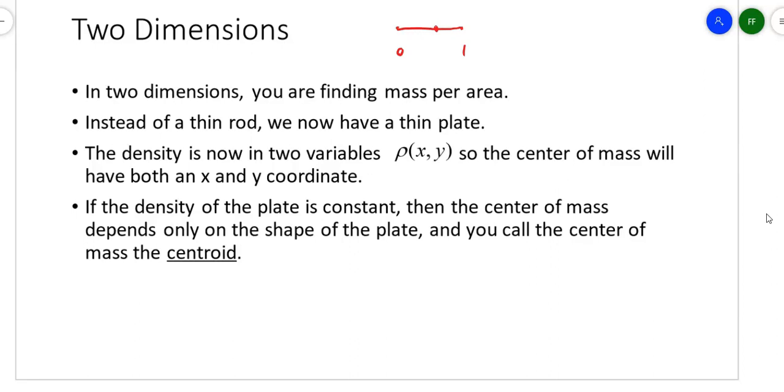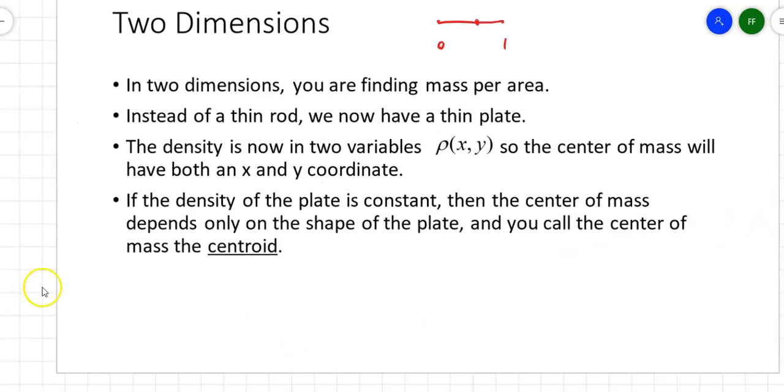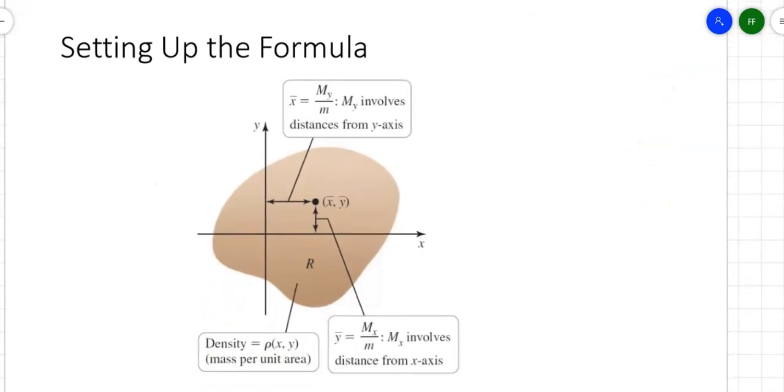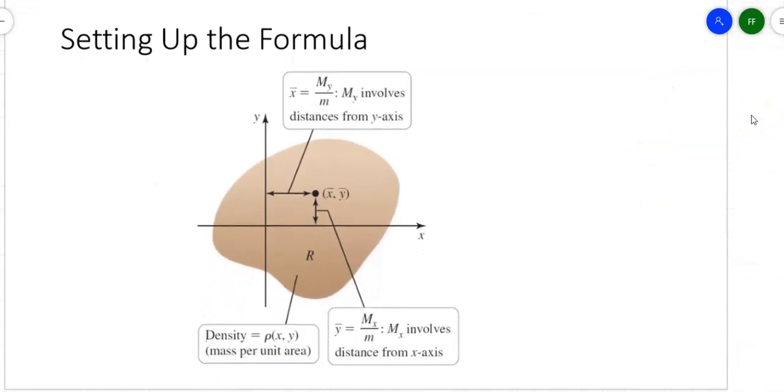If the density of that plate is constant, then the center of mass is called a centroid because it only revolves around the shape of that plate if the density of the plate is a constant. In the process of giving an example, I'm also going to do a little bit of review here. This is a picture of how the formula is evolving.